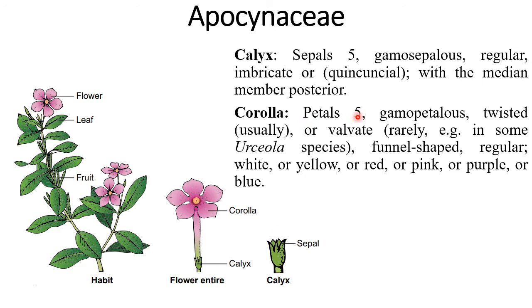Then corolla, petals are 5, gamopetalous and twisted estivation. Somewhere it is valvate, and here you will see different colors like white, yellow, red, pink, purple, blue. It depends on species to species. Here see the habit of Catharanthus roseus, which is herb. Here you will see the flower, inflorescence, calyx, corolla and separate calyx also shown in this figure.